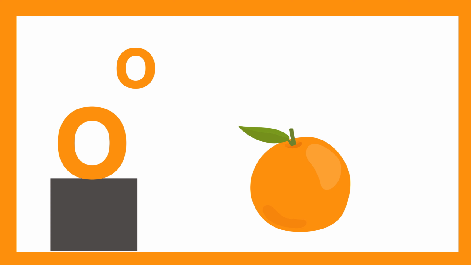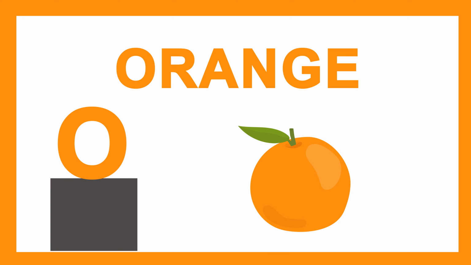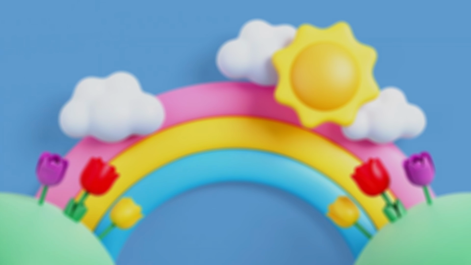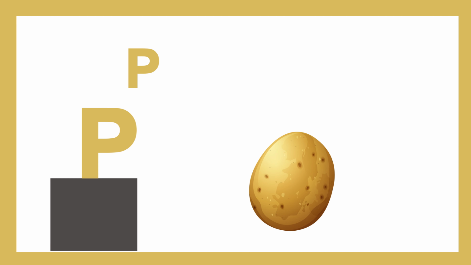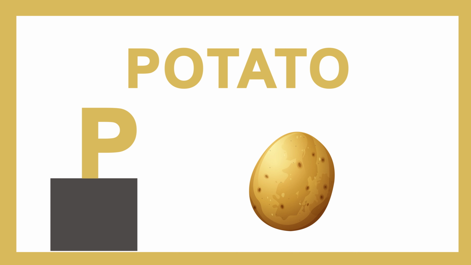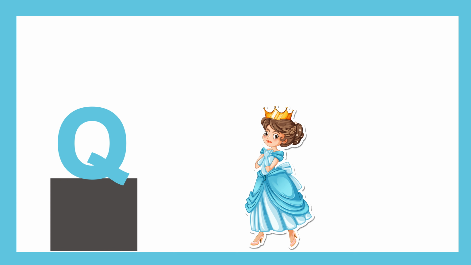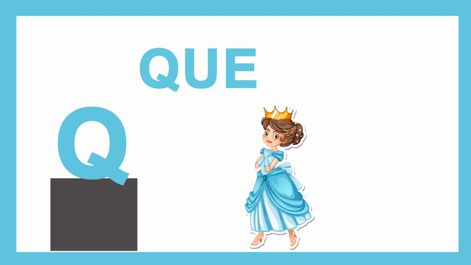Next letter is O. O for orange. Let's spell it. O, R, A, N, G, E. Orange. Next letter is P. P for potato. Let's spell it. P, O, T, A, T, O. Potato. Next letter is Q. Q for queen. Let's spell it. Q, U, E, E, N. Queen.